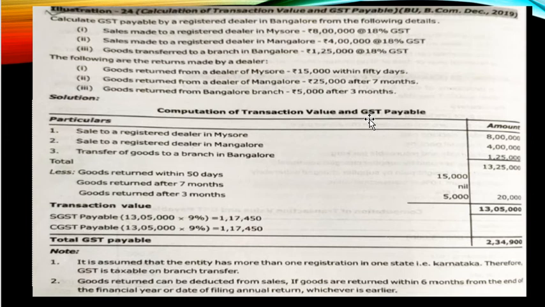So SGST payable is 13,05,000 into 9% will give you 1,17,450, and CGST 13,05,000 into 9% will give you 1,17,450. So the total is 2,34,900. So it is assumed that the entity has more than one registration in one state, that is Karnataka. Therefore, GST is taxable on branch transfer. So GST will be taxable on the branch, that is Bangalore branch. So on that address the GST will be charged.